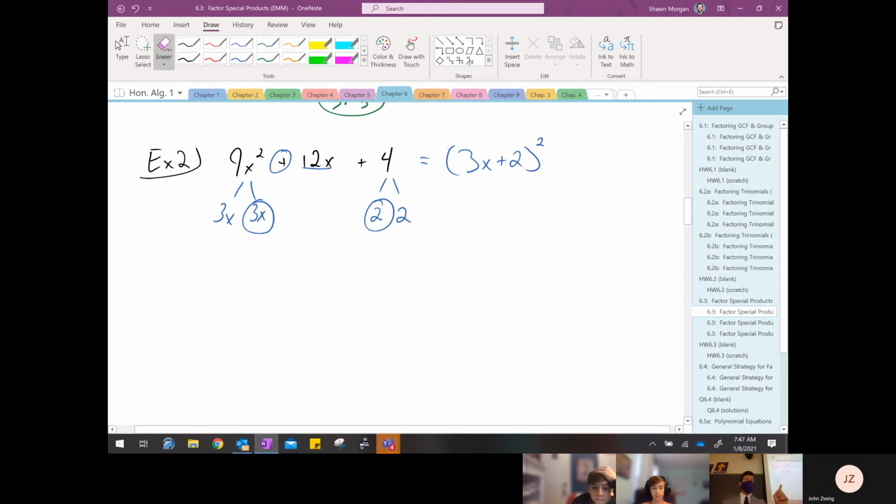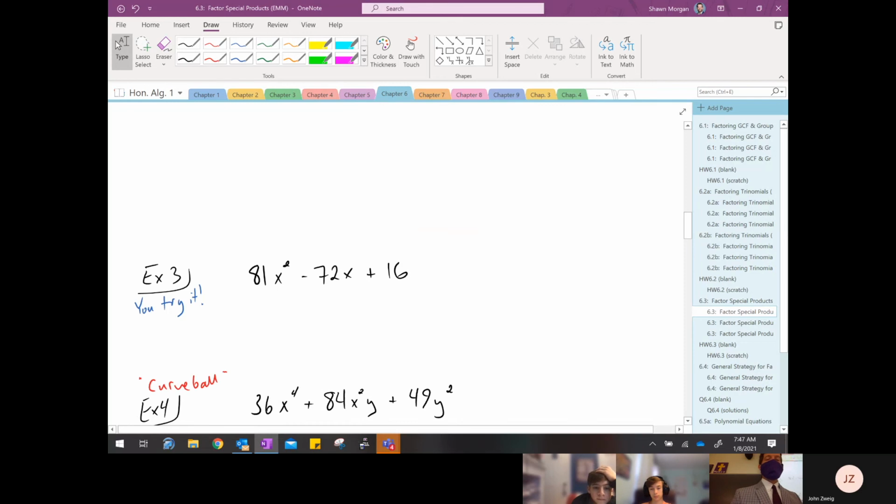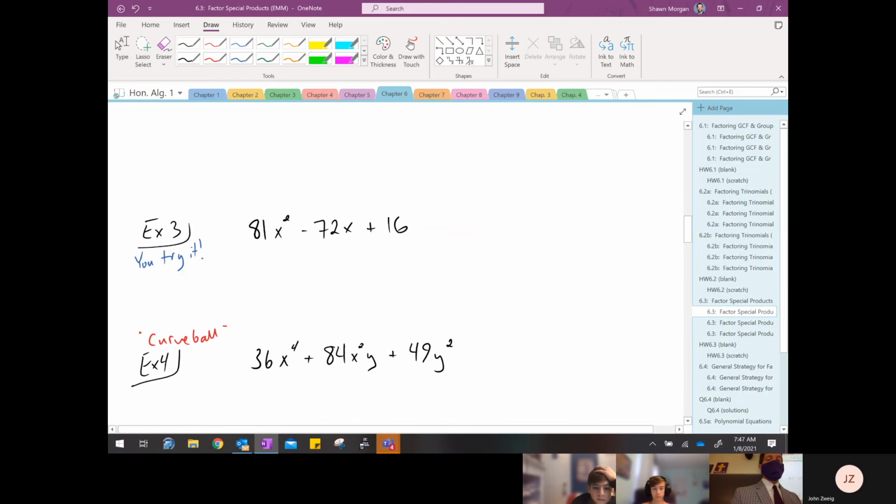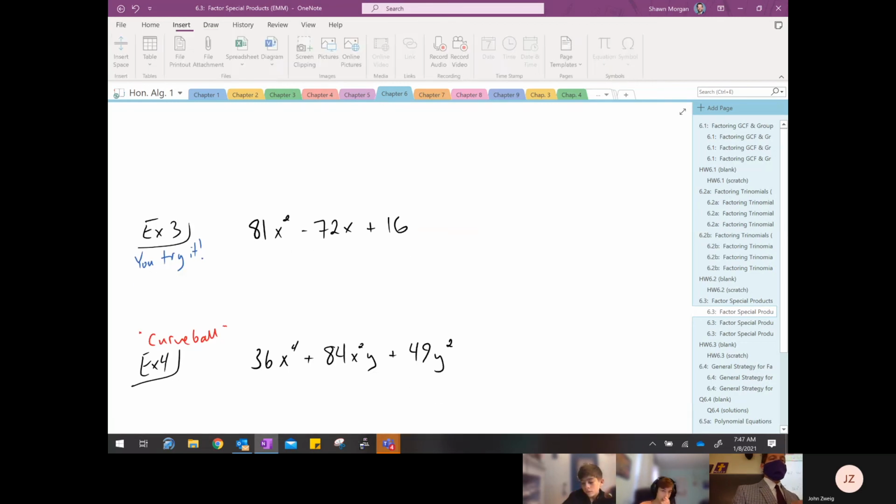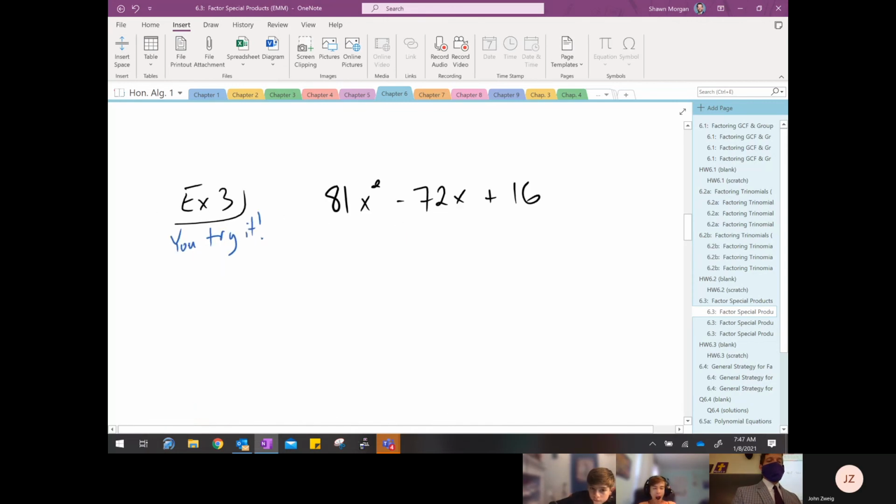Questions about example 2? All right, this should be one of our easier techniques. We like this technique a lot. I want you guys to try example 3 on your own. Try example 3 on your own. I'm going to zoom in so y'all can see a little bit better.